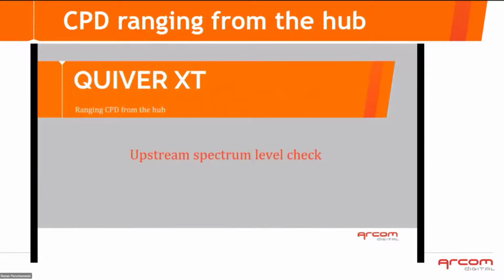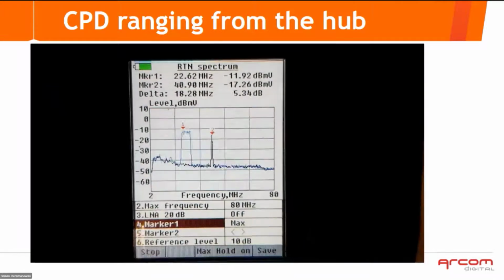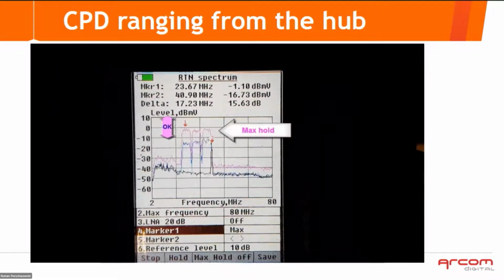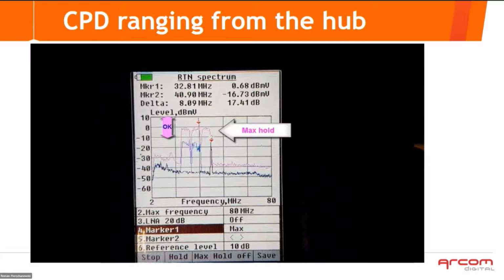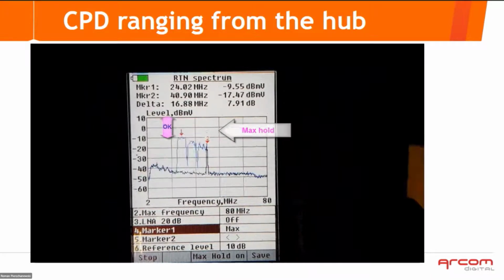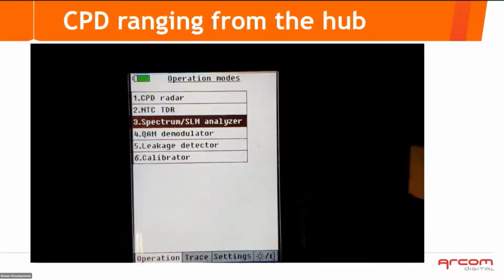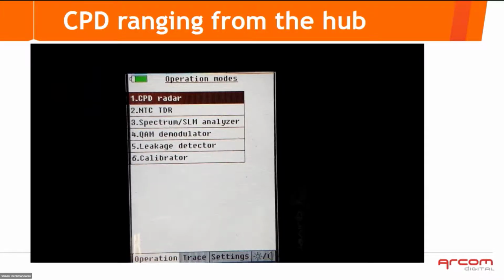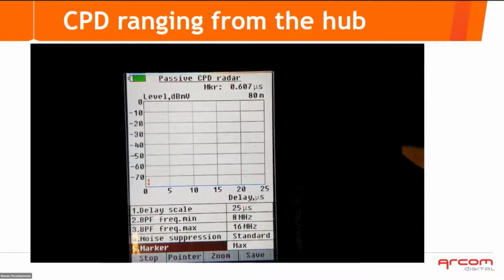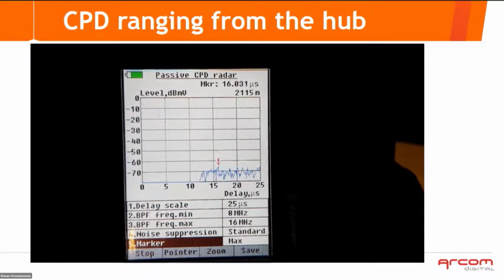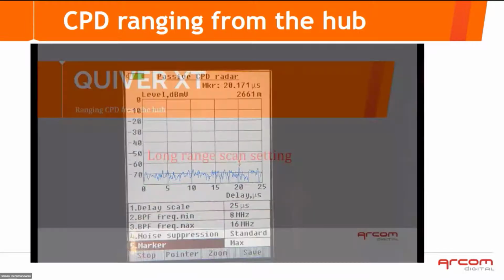Doesn't want to start. Okay, started. So first we are checking upstream signal level. In the max hold, the tops of ST QAMs are reaching 0 dBmV, which is perfect. We activate CPD Radar. This is in an older firmware version, passive. It starts in a 25 microsecond delay range.